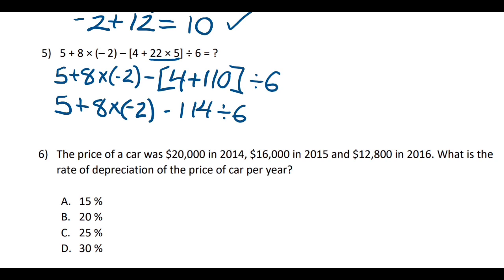Then we're going to do multiplication and division from left to right. That's going to be 5 plus 10 times negative 2 is negative 16. So we're going to write minus 16, minus 114 divided by 6 is 19. Then we combine all of these by subtracting. 5 minus 16 is negative 11. Negative 11 minus 19 is negative 30.